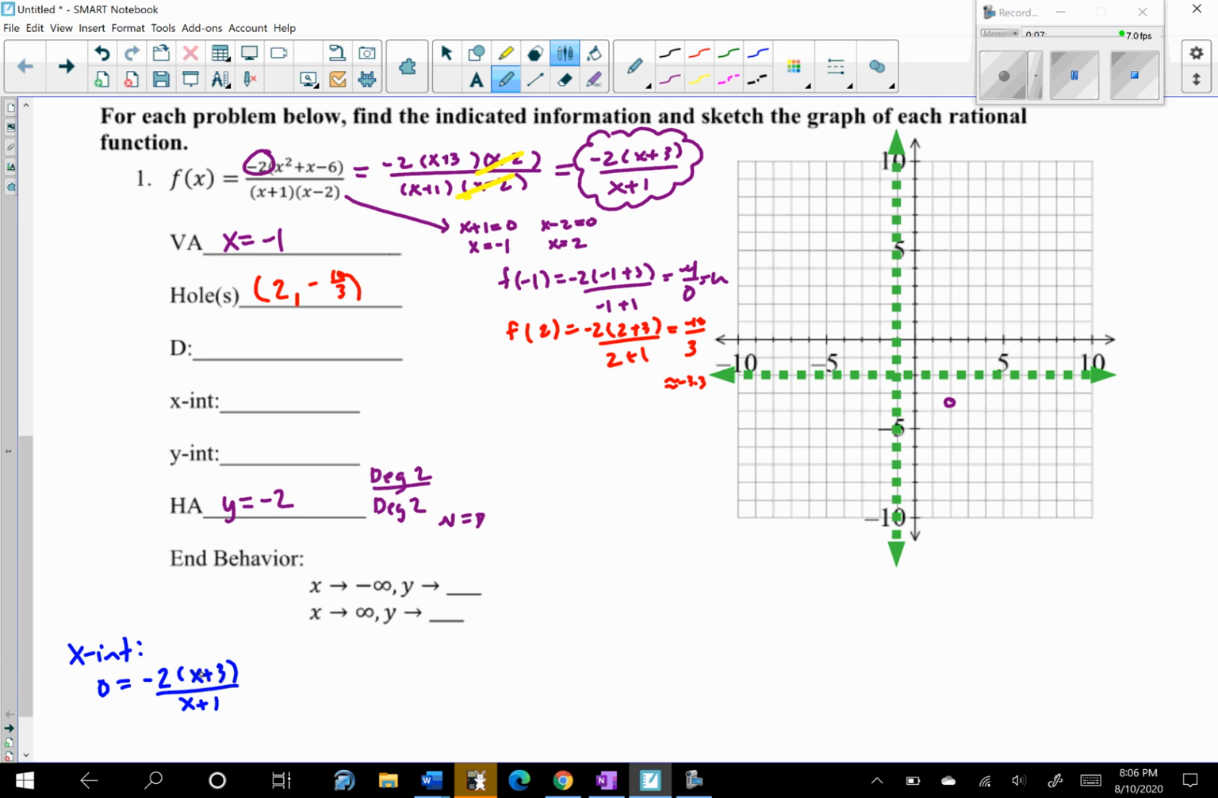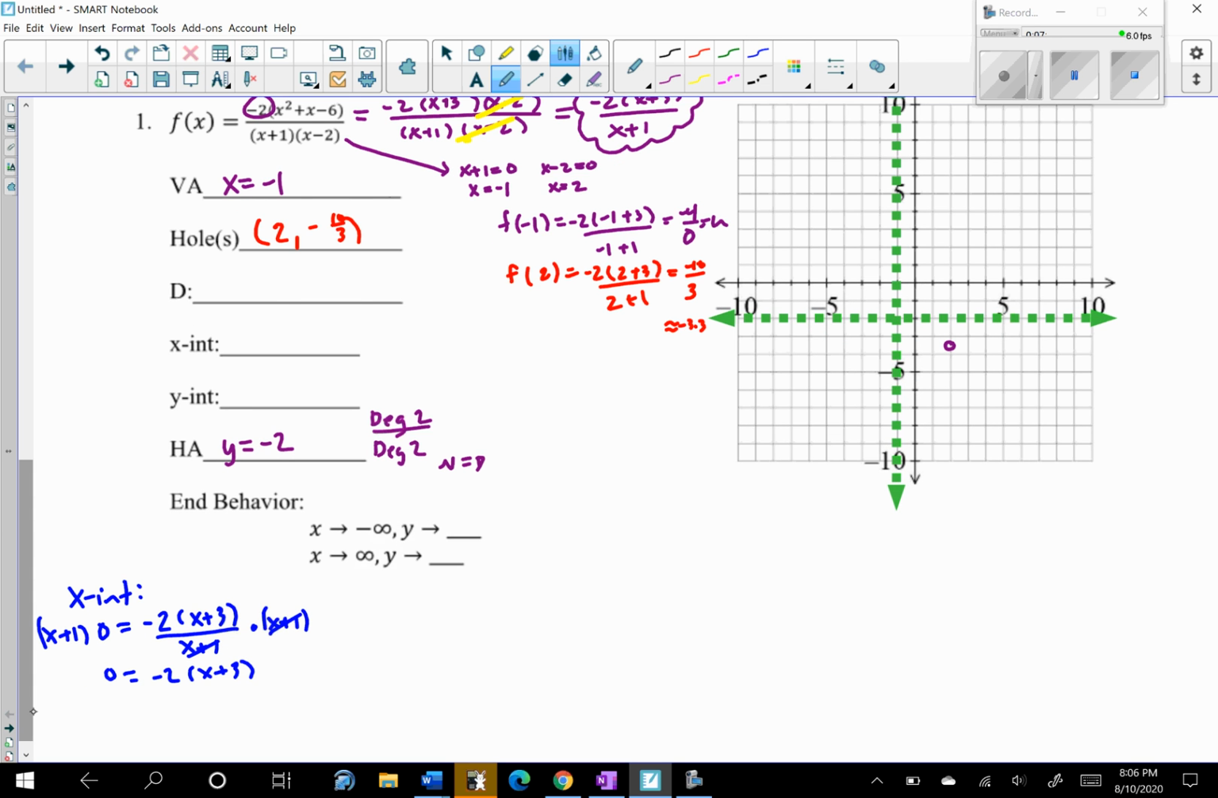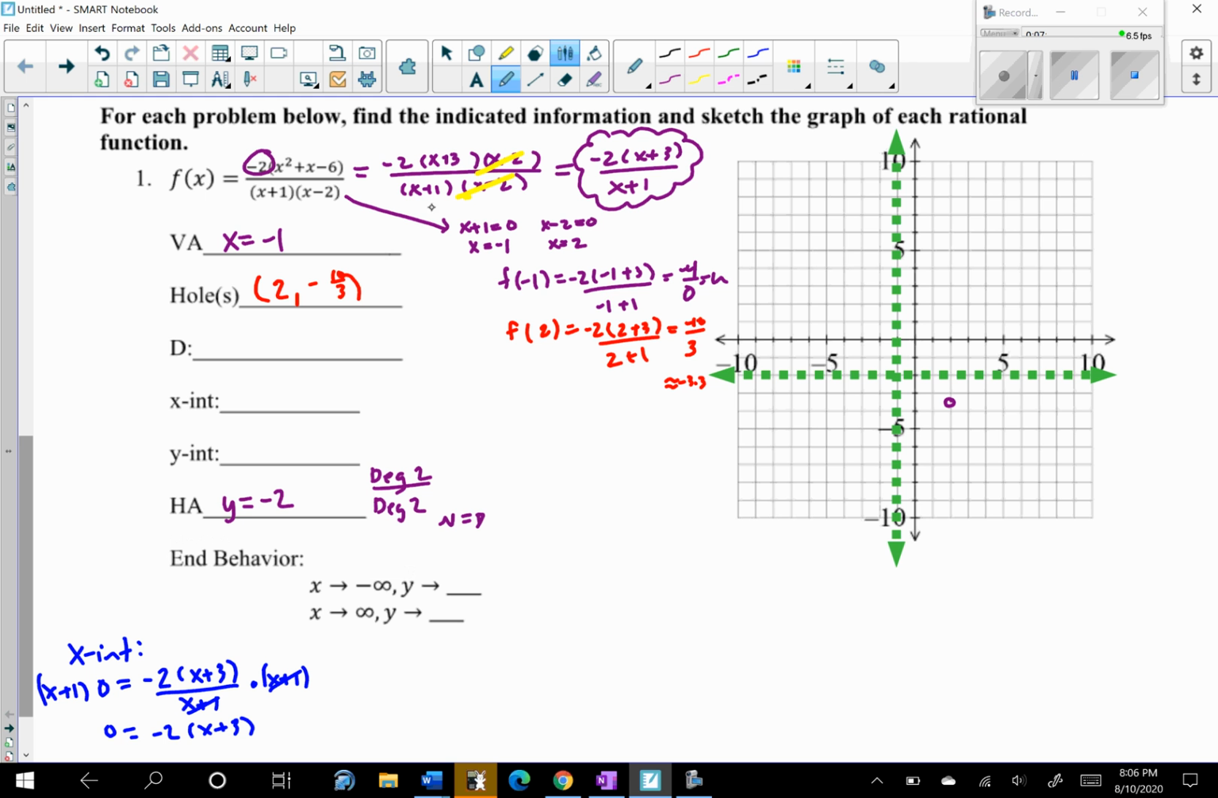So if I plug 0 in for y and solve, well, notice if I multiply by getting rid of the x plus 1 from the denominator, if I multiply both sides by x plus 1, notice 0 times x plus 1 ends up giving you 0. So really, the x-intercepts are the zeros of the numerator as long as they're not the zeros of the denominator. So again, if I use the original equation and I used the value right here of 2, I know that that can't be an x-intercept because it's a hole.